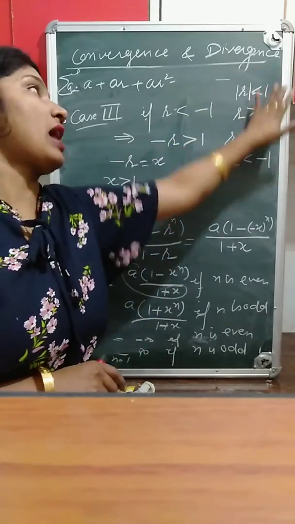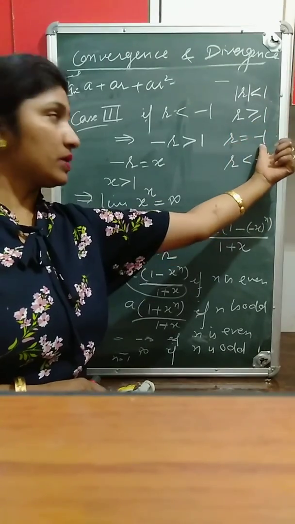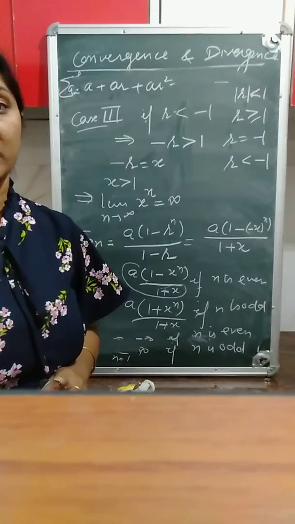So this is important. You have to learn just 4 cases: less than 1, greater than or equal to 1, equal to minus 1, and less than minus 1. Okay, thank you.